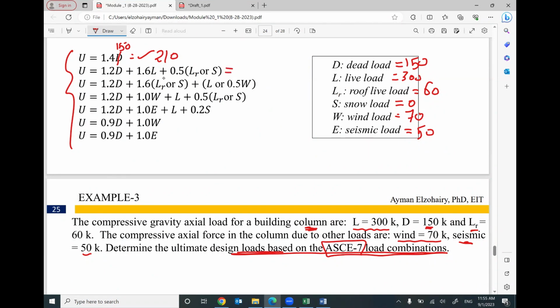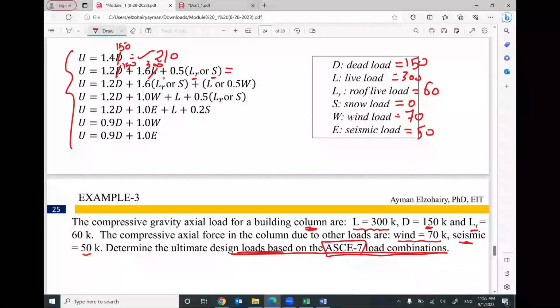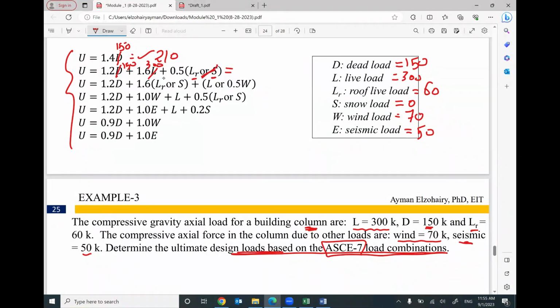For this combination, your dead equals 150. Your live equals how much? 300. 0.5 times, which one is bigger, LR or S? Your S here, we don't have snow, so it's 0. So I'm going to use LR. LR equals 60. If you have both of them, which one is bigger? So go ahead and multiply 1.2 times 150 plus 1.6 times 300 plus 0.5 times 60, and it will give you a number.